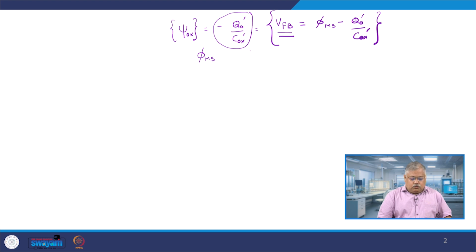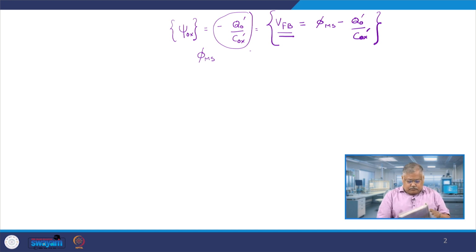Now, let us come to the understanding of the various potentials. When you go from gate to the substrate, what potentials do you encounter, and which of the potentials will change if you apply a bias? Let us study that and then we will go for the next stage of learning.